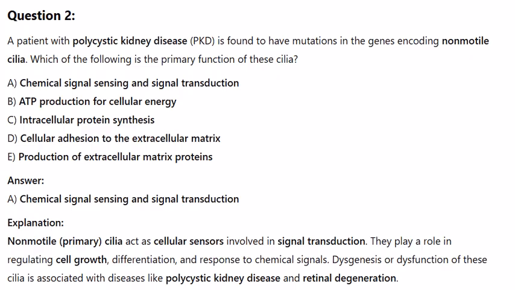C. Intracellular protein synthesis. D. Cellular adhesion to the extracellular matrix. E. Production of extracellular matrix proteins. Answer: A. Chemical signal sensing and signal transduction.